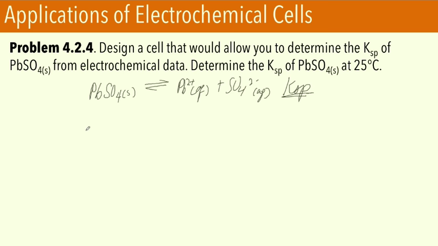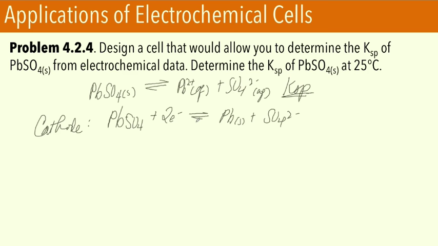So for our cathode, it's best if we use a half reaction that involves lead sulfate. The corresponding half reaction for this will be lead sulfate plus 2 electrons forming lead solid plus sulfate ions. This is our metal insoluble salt half reaction. The corresponding standard reduction potential for this, based on tabulated reduction potentials, is negative 0.36 volts.